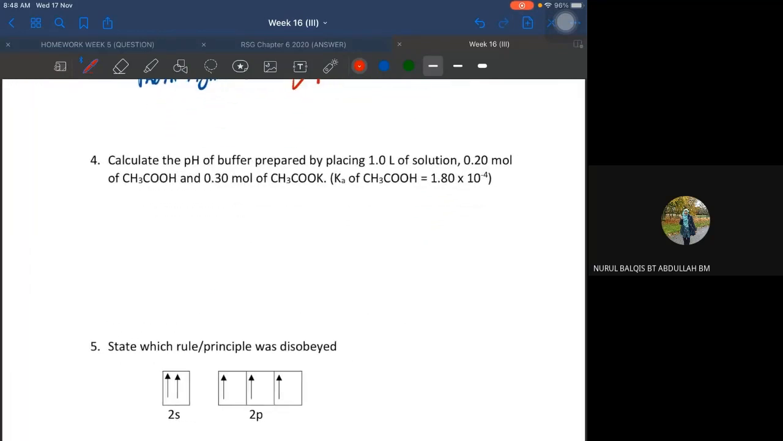Calculate the pH of the buffer. It has already told you the buffer is prepared by placing 1 liter of solution, so this is going to be the volume of your solution. And the mole for each of your species is given, CH3COOH and also CH3COOK. Can I know what kind of buffer solution you have here, acidic or basic? Acidic. Acidic buffer because you have this weak acid and also its conjugate base salt.